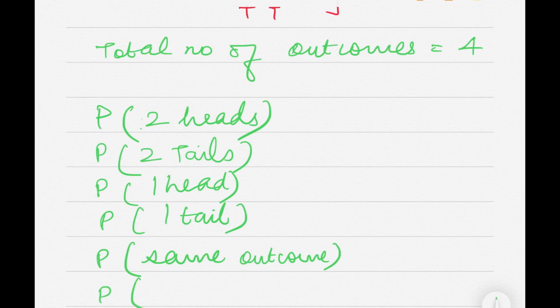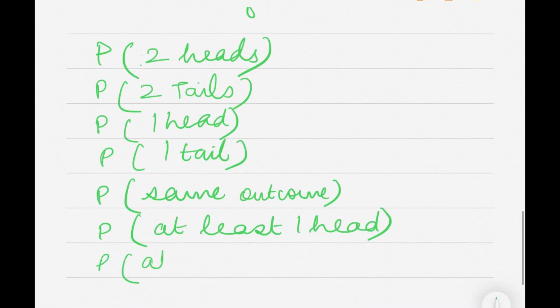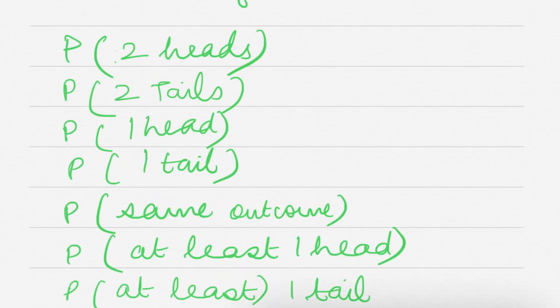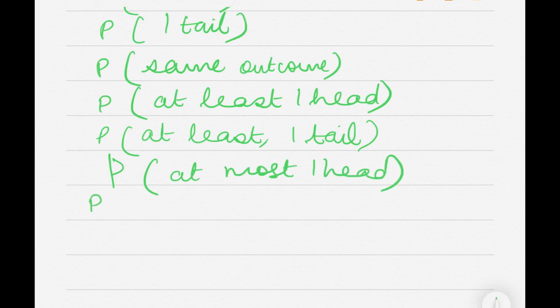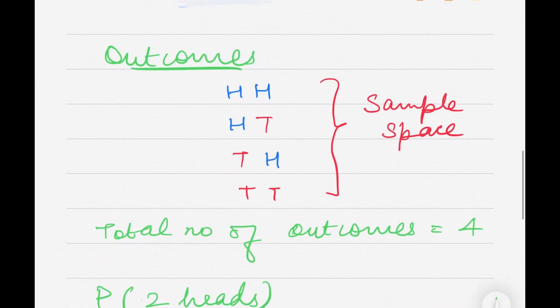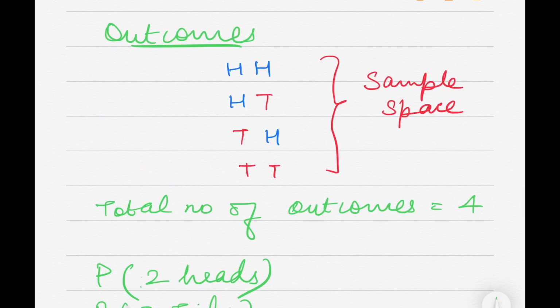Or I can be asked probability of getting at least 1 head, or probability of getting at least 1 tail. We are just figuring out the different options which can be asked, right? Then I can be asked probability of at most 1 head, or at most 1 tail. These are just a few varieties. I'm trying to cover different options.